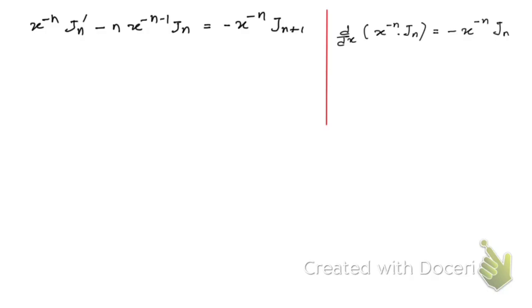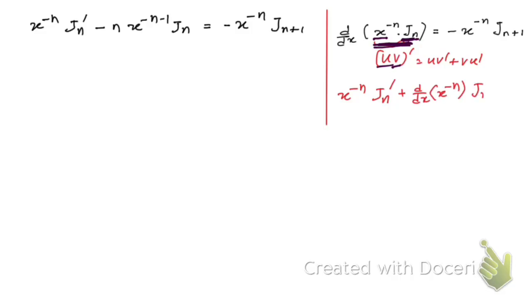Now if you see the left hand side, if you differentiate this term applying the u into v rule, that means the product rule, the derivative of u into v is u times the derivative of v plus v times the derivative of u. Here u is x to the power minus n, u times the derivative of v is J'n, then plus the derivative of the first function, x to the power minus n, into the second function.